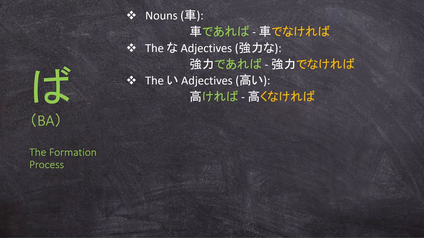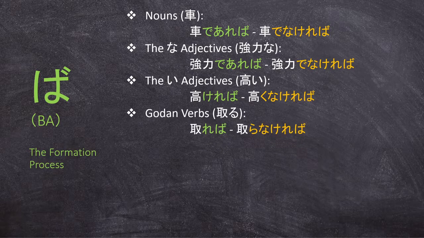Now, in the case of the i adjectives, I have decided to use takai, and once I want to get a certain positive condition, I would then use kereba. So I will eliminate the final i from takai and receive takakereba. But if I need the negative condition, then I will turn the final i to ku and then attach nakereba, so I will receive takaku nakereba.